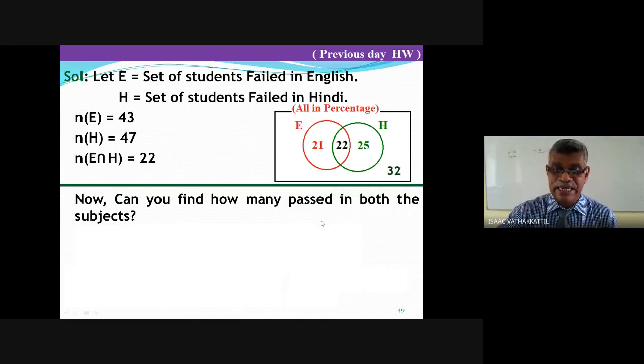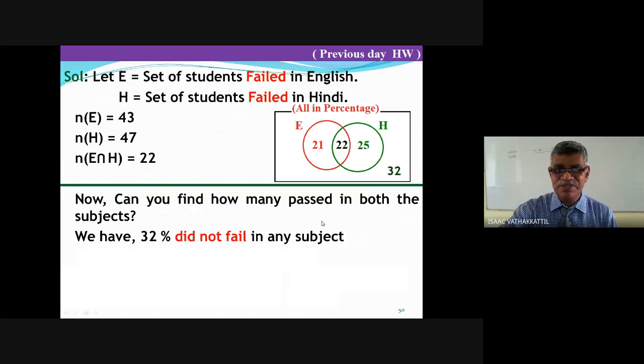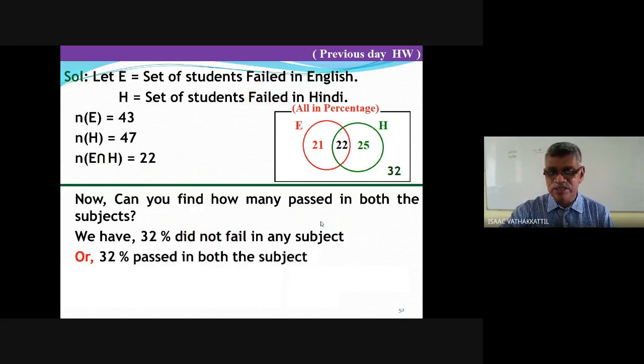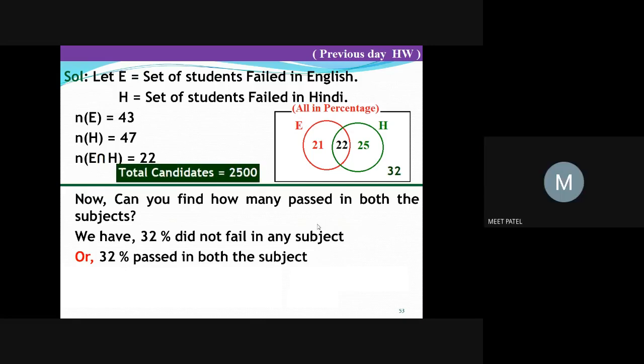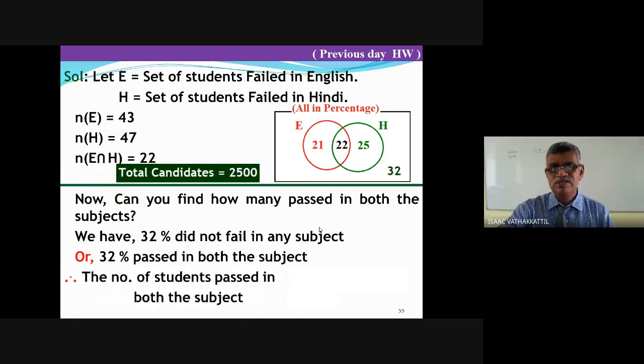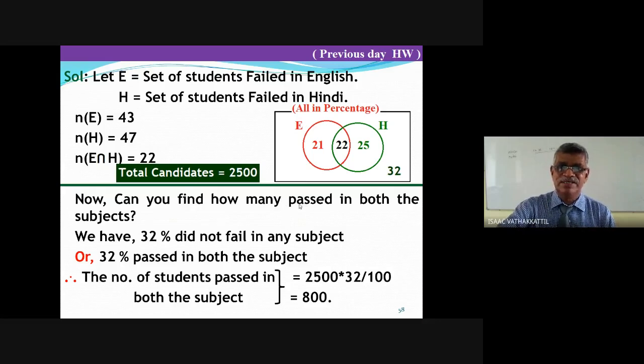But I want how many? 32% did not fail in any subject. That means 32% passed in both the subjects. What is the total number of candidates? 2,500. Yes, exactly. The number of students who passed in both is 2,500 into 32 by 100, 125 cancel, 25 into 32, that's 800 candidates passed in both. The question was very simple, only two sets, but that twist came in failed and passed.